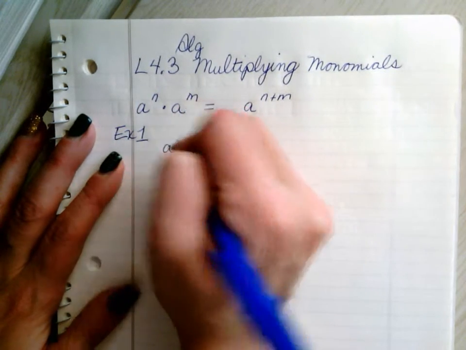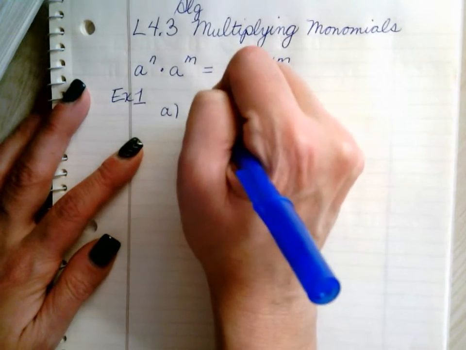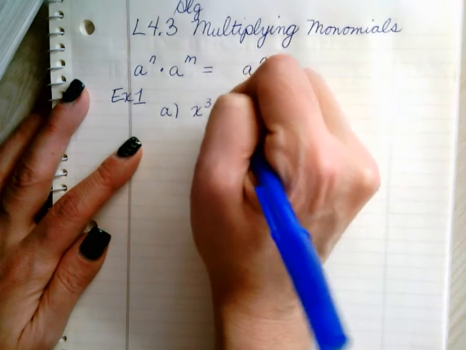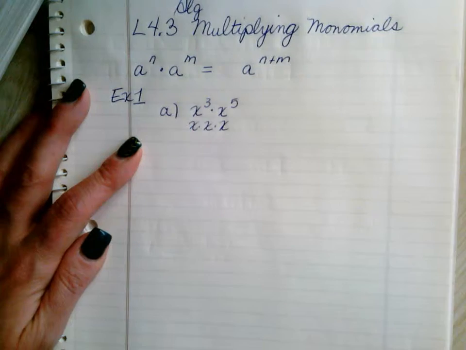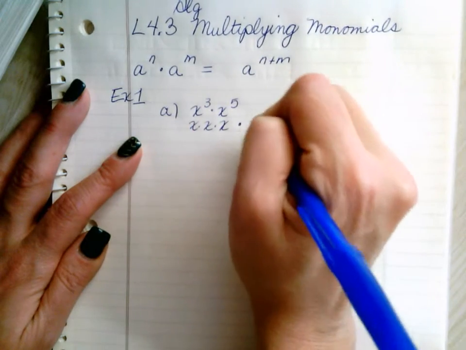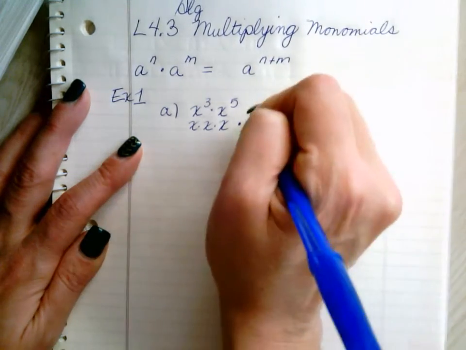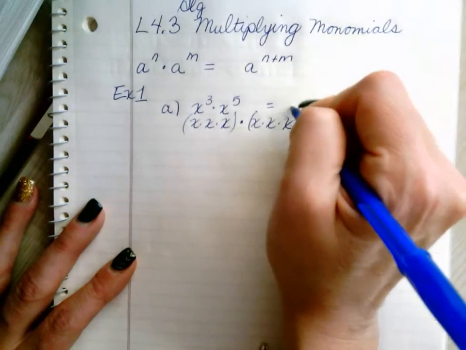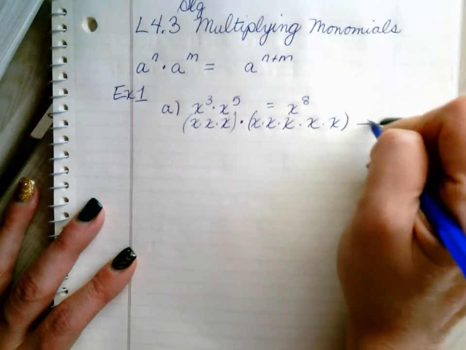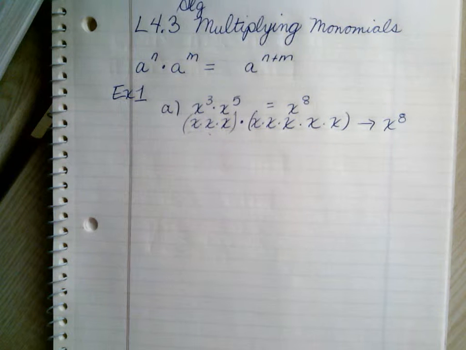Example 1, the first one, is x cubed times x to the 5th, which literally means x times x times x multiplied by x times x times x times x times x. So here's 5 of them, here's 3 of them. The result, of course, is x to the 8, which is the sum of all those x's.